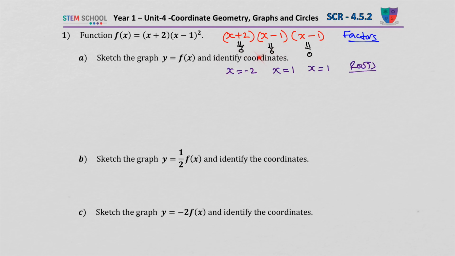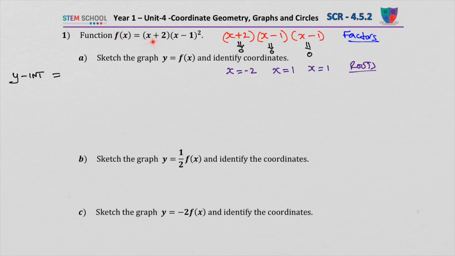Now that I've set it to 0, I set x plus 2 equal to 0, therefore x equals minus 2, taking 2 from both sides, and that's x equals minus 2. x equals 1 and x equals 1. So these are the roots. I need the roots to sketch my graph.